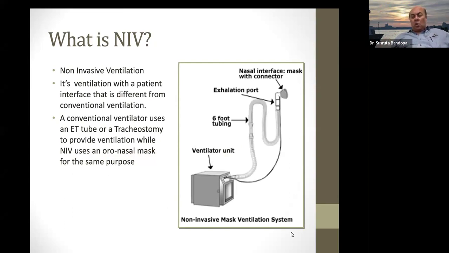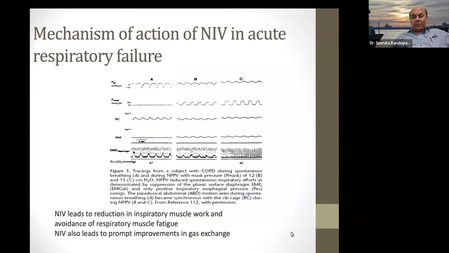In conventional ventilation, what you do is put in an endotracheal tube and then connect the ventilator to that, and then the ventilator starts delivering whatever the tidal volume, etc. But here, the interface is basically a mask. There are various types of masks which we'll discuss later, but a mask which sits on the patient's face and delivers the ventilation through that interface. So NIV basically leads to a reduction in inspiratory muscle work. It gives a pressure support, and it leads to a reduction in inspiratory muscle work and avoidance of respiratory muscle fatigue. NIV also leads to prompt improvement in gas exchange.